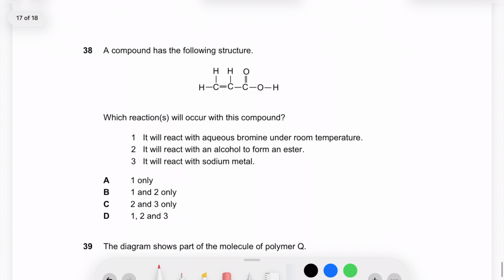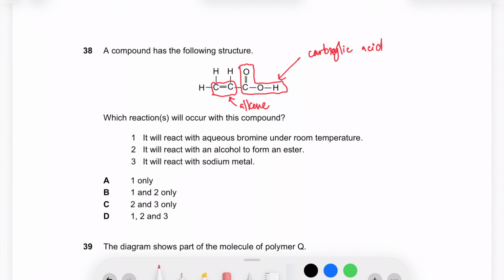Next one, 38. So this is a structure. So this is your carboxylate group, and then this is your CC double bond. Okay. So this is your carboxylic acid. That's a missing one. Okay. So it can react with bromine, yes, because of the alkene CC double bond. It can react with alcohol to form esters, yes, because of the carboxylic acid. It can react with sodium metal, yes, because it's still an acid. So answer is D.